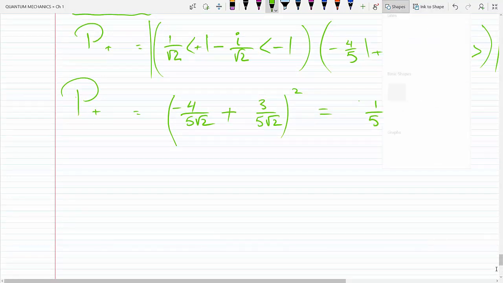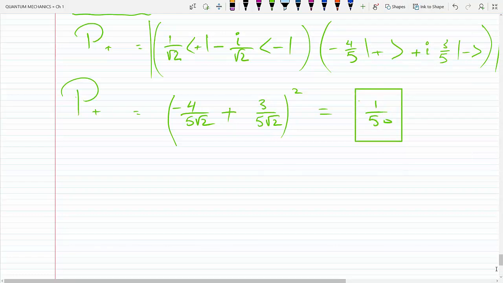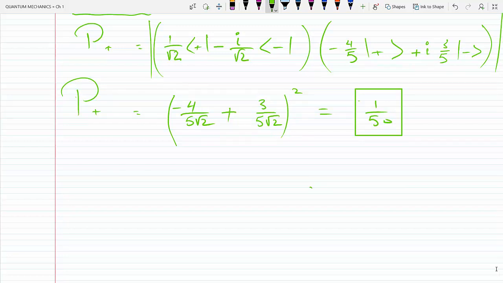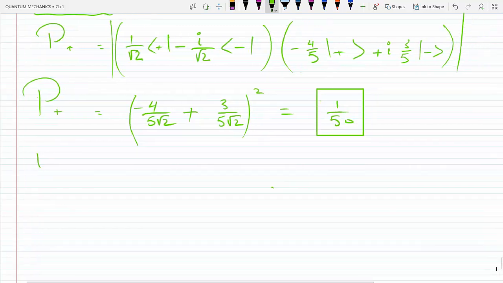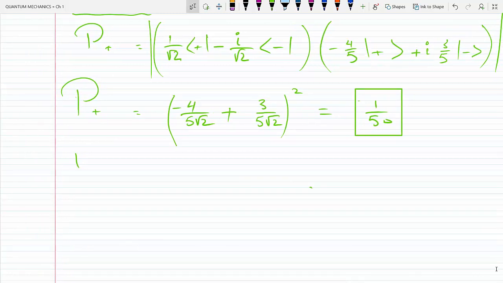Okay, so 1 over 50, and again they have to add up to 1, so the other one will be 49 over 50, or you could do the same thing.